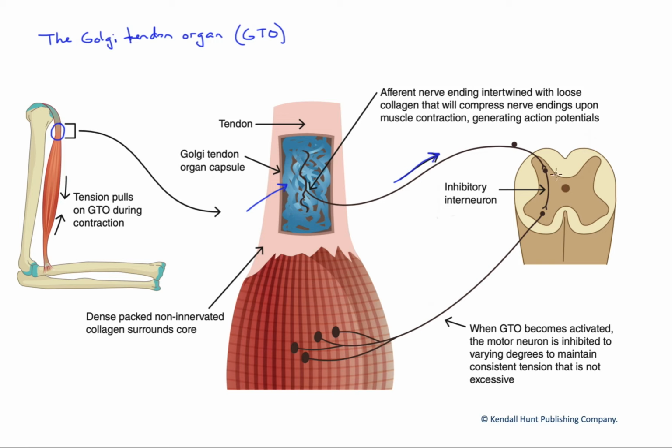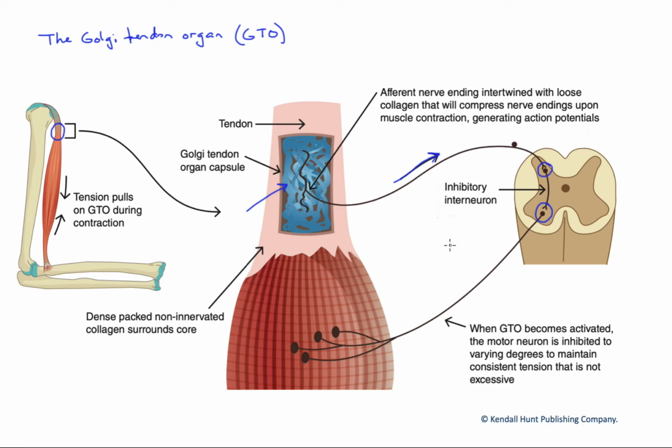neuron. And this afferent sensory neuron synapses in the CNS with an inhibitory interneuron shown here. That inhibitory interneuron subsequently synapses with the alpha motor neurons that control the motor units of this muscle, right? The extrafusal fibers of those motor units that are generating the tension.